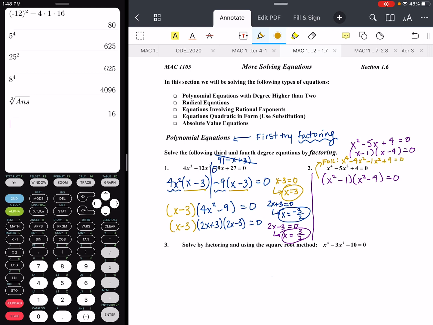So I see that I've got my x to the 4th. I see that I've got my plus 4. And then the minus 4x squared minus 1x squared would add up to the minus 5x squared. So I factored correctly.